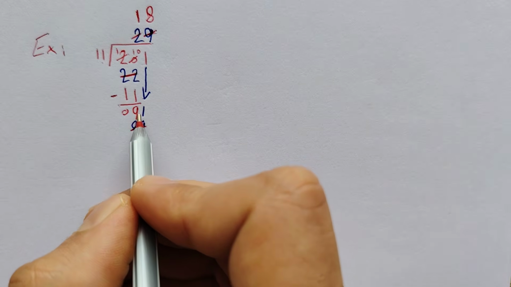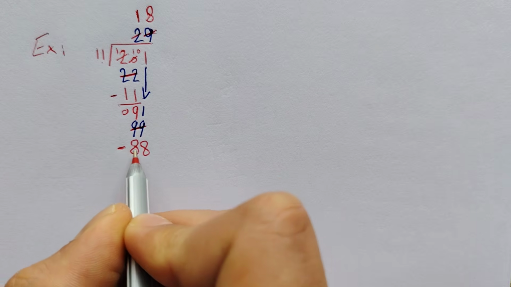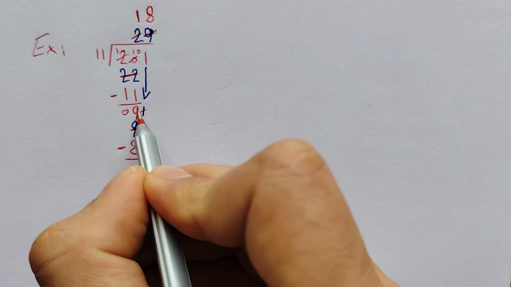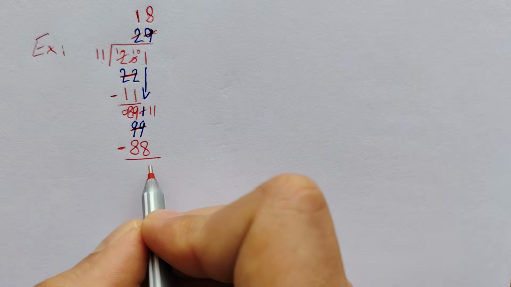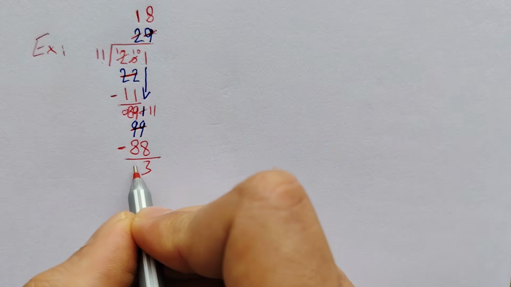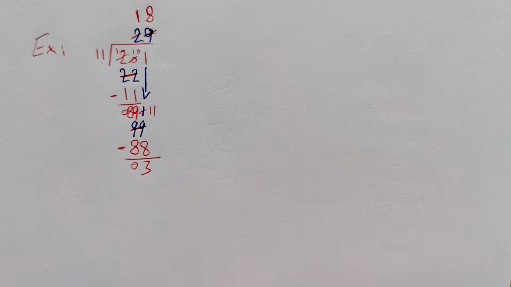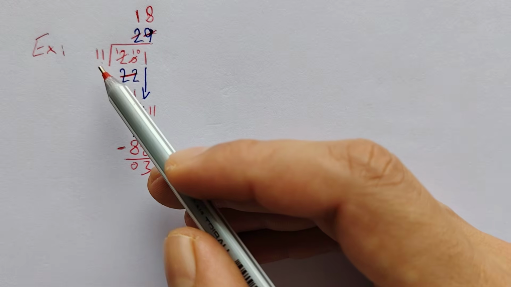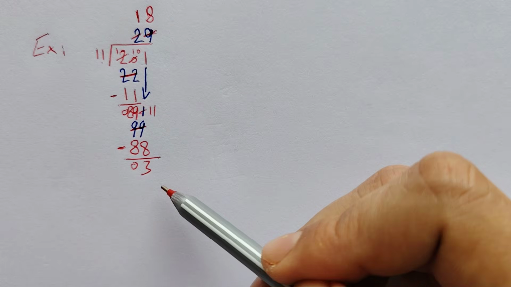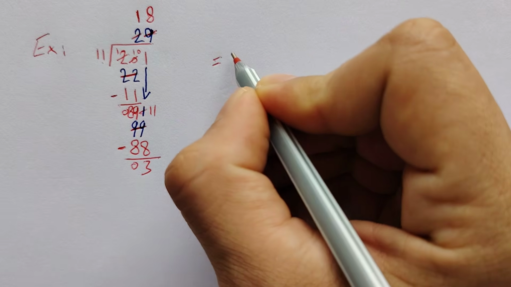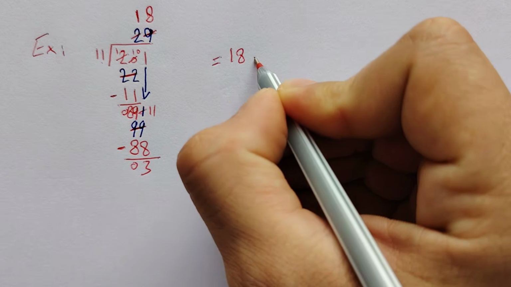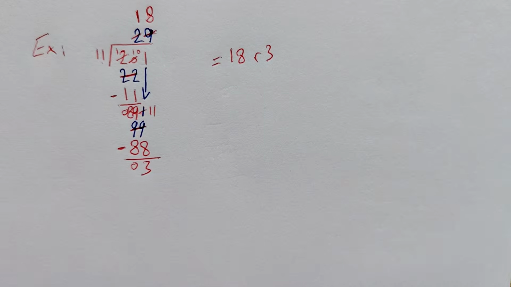Can I do that? 91 minus 88? Yes, we can. That one will be 11. This one will be 8. 11 minus 8 is 3. 8 minus 8 is 0. Now, is my remainder less than the divisor? Yes. Do we have anything else to bring down? No. So we are done. The answer will be 18 and the remainder will be 3.